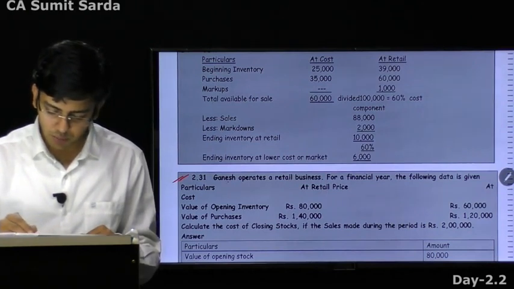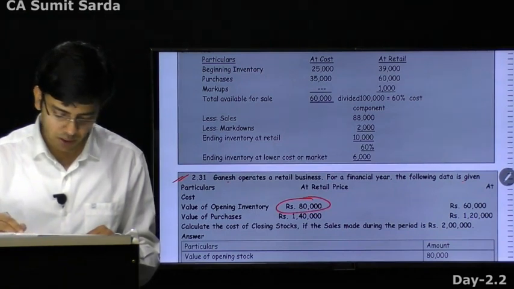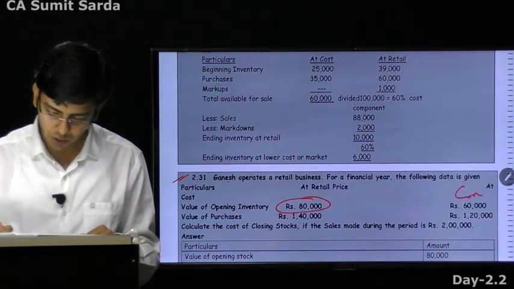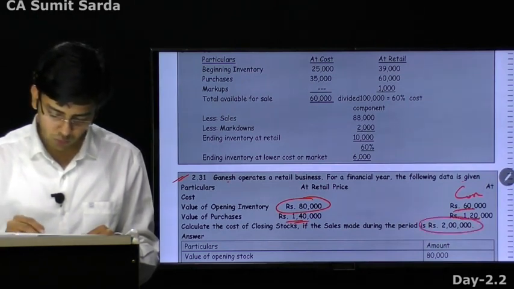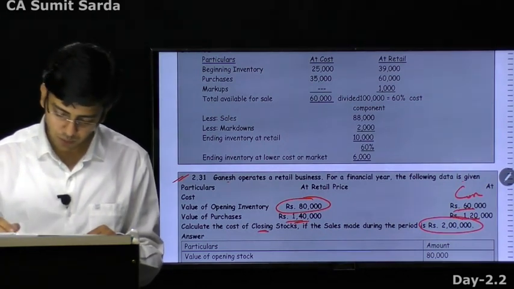Ganesh operates a retail business for the financial year. The following data is given. Value of inventory 80,000, retail price, this is the cost, 60,000. Purchases 140, cost 160. Find the value of closing stock if sale is 2 lakh. So we are going to use weighted average concept.